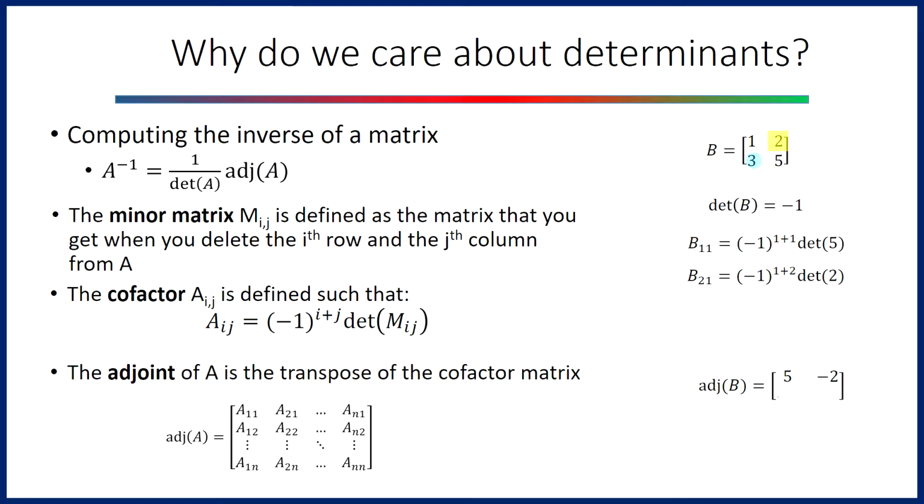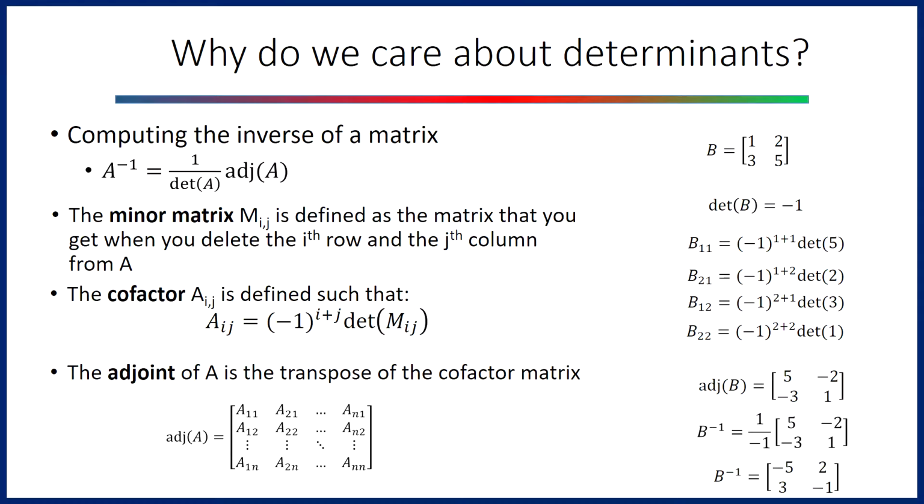Next, we want the cofactor of the top right element, so that is equal to -1 to the 2 plus 1 times the determinant of 3. And finally, we want the cofactor of the bottom right element, which is -1 to the 2 plus 2 times the determinant of 1. Okay, now we've got the determinant and the adjoint, so we can compute the inverse. The inverse is simply 1 over the determinant times the adjoint. So it is equal to 1 over -1 times 5, -2, -3, 1, which is equal to -5, 2, 3, -1. Alright, let's check to see if this works.